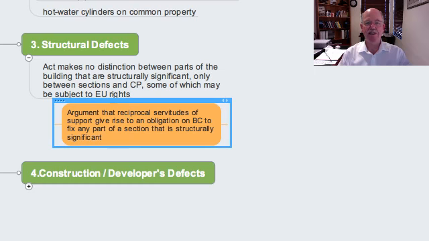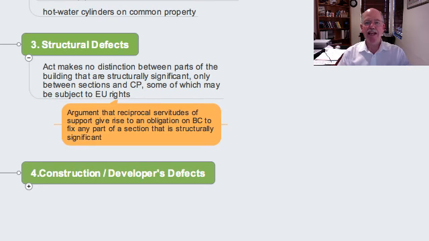Now, there is an argument that the reciprocal servitudes set out in the Act give rise to an obligation on the body corporate to fix any part of a section that is structurally significant. I don't agree with this argument. When somebody says, I don't want to pay for this, I think the body corporate should, because it is an integral part of the structure, and therefore the body corporate should pay. I don't think there's any basis in the Sectional Titles Act that supports that argument, but you will often hear it.